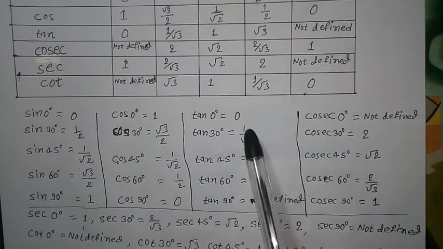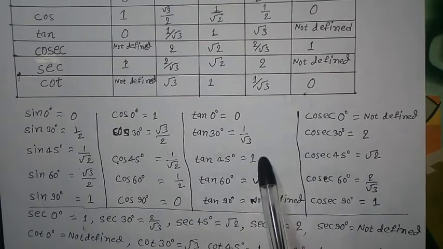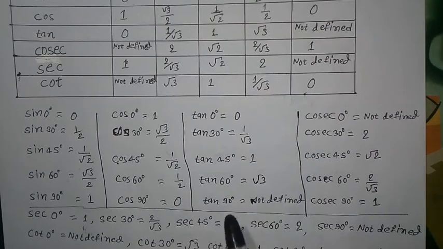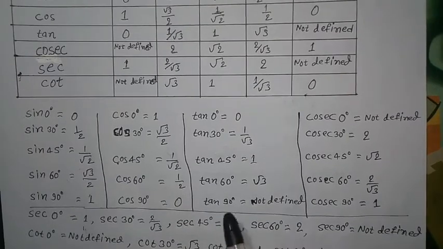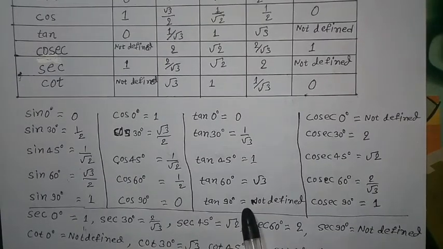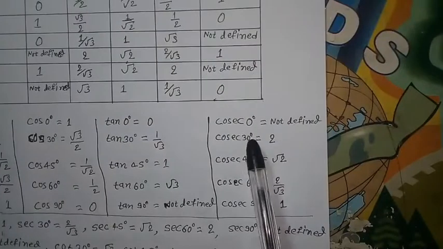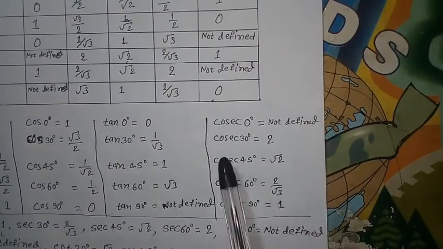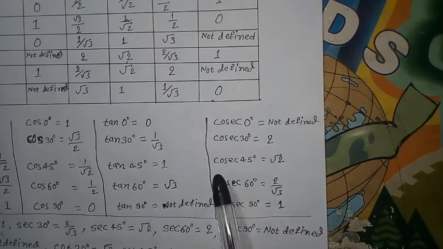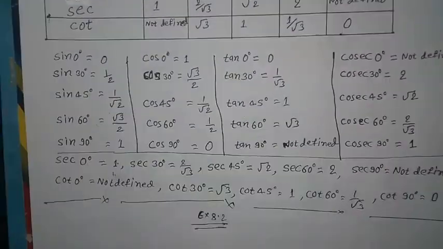Tan 0 is equal to 0, tan 30 is equal to 1 by root 3, tan 45 is equal to 1, tan 60 is equal to root 3, tan 90 is not defined. The value of tan 90 degree is not defined. Okay. Cosec 0 degree is also not defined. Cosec 30 is 2, cosec 45 degree is root 2, cosec 60 degree is equal to 2 by root 3 and cosec 90 degree is equal to 1.